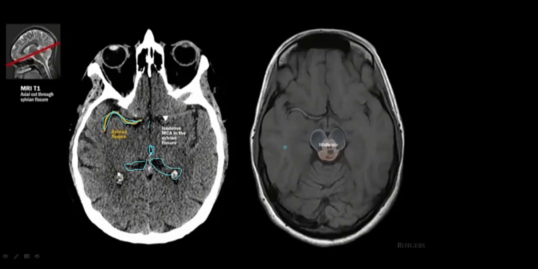The basal cisterns. And what is this then? If it is a basal cistern, then what about it? This is the fourth ventricle.